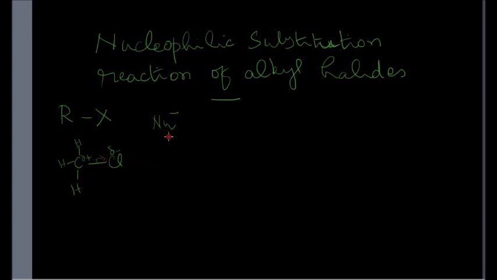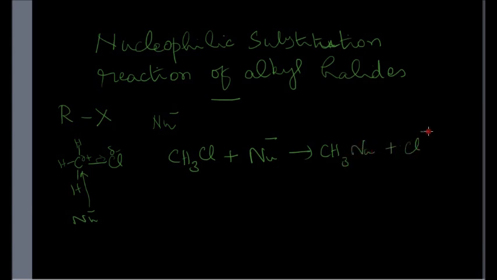In the second step, the nucleophile makes an attack on the positive carbon, and then the halogen is displaced. It leaves the molecule as Cl minus and the new nucleophile takes its place. The reaction can be represented as CH3Cl plus Nu minus giving CH3Nu plus Cl minus.